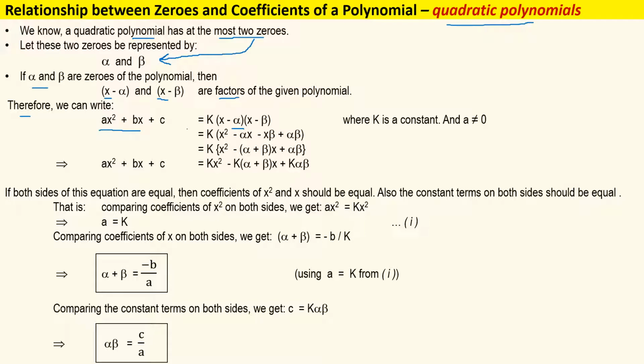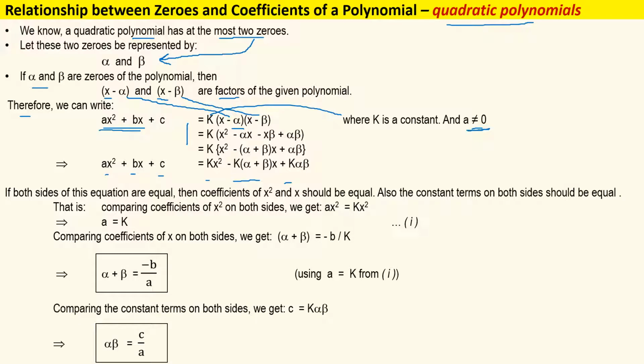Here you notice that x minus alpha is a factor of the polynomial, x minus beta is a factor of the polynomial, and k is a constant term. And of course, a is not equal to 0, because if it were to be 0, then the polynomial will no longer be a quadratic polynomial. Once we simplify the right hand side, we get ax squared plus bx plus c is equal to k times x squared minus k times alpha plus beta times x plus k alpha beta.